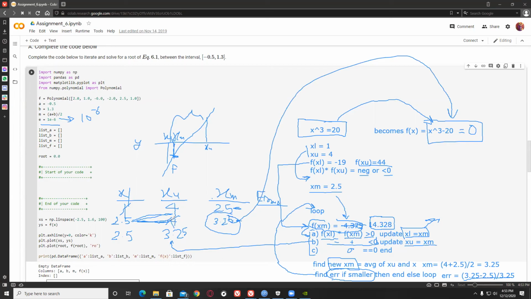And then we will find the average of these two. Suppose it's anything around 2.8 something. And this xm will be compared with the old xm to generate the new error. And we can see slowly the distance between xl and xu is shrinking. And it will shrink to a point where the root converges.